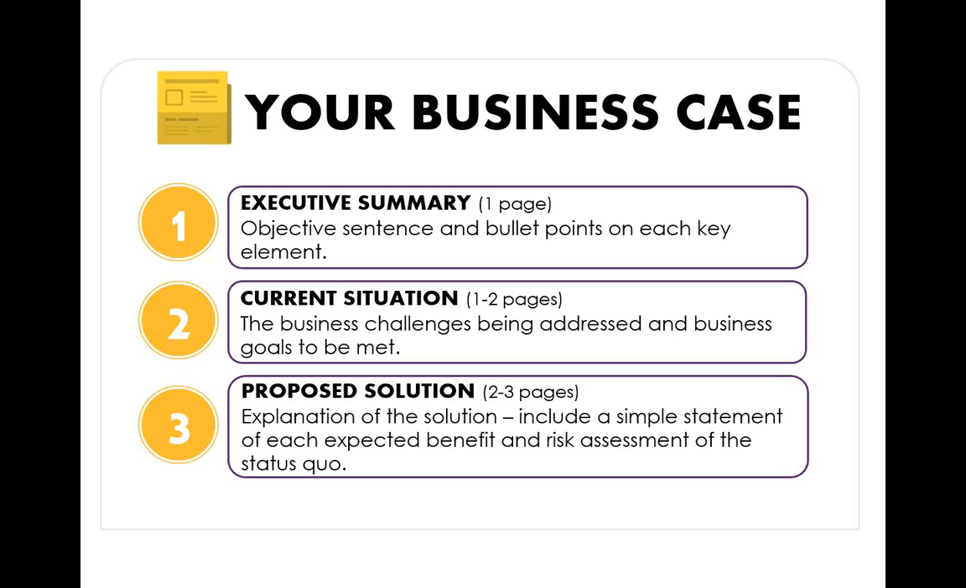However, you write the executive summary last. You wait till everything else is done so you can make the executive summary a true summary of all of the critical pieces of the case. The second section is your current situation, where you summarize the business challenges that you're addressing and the business goals that you are going to meet with this solution. Then your next section is the proposed solution. This is usually 2 to 3 pages. Going back to what we talked about, you've got your scenario description and your cause-effect analysis, and that's what you're trying to get to here.